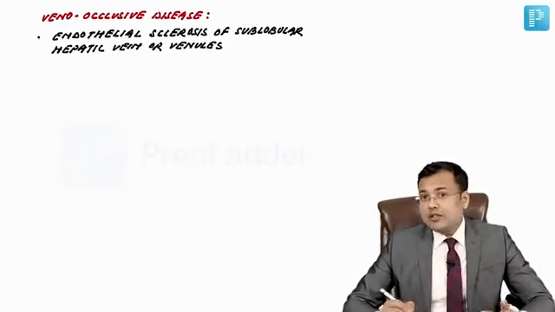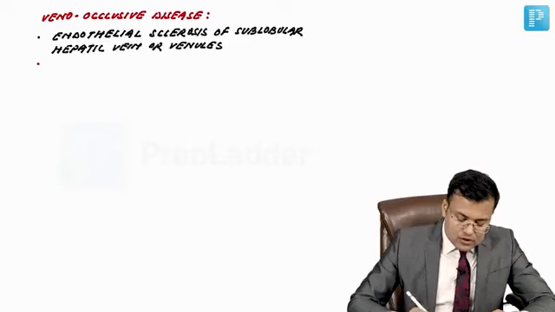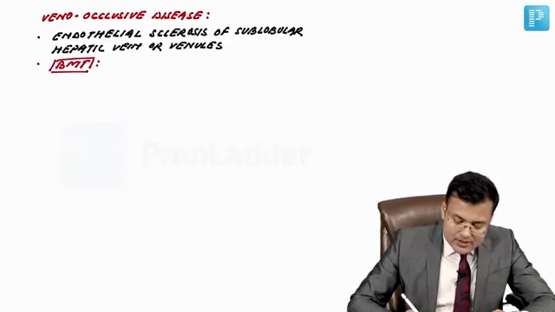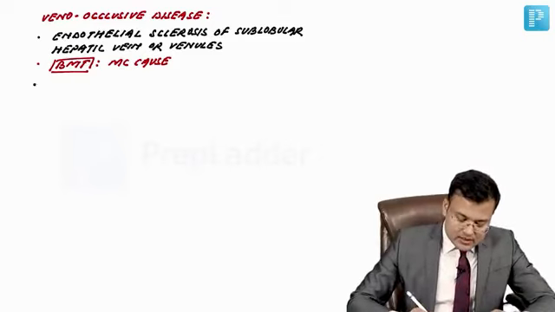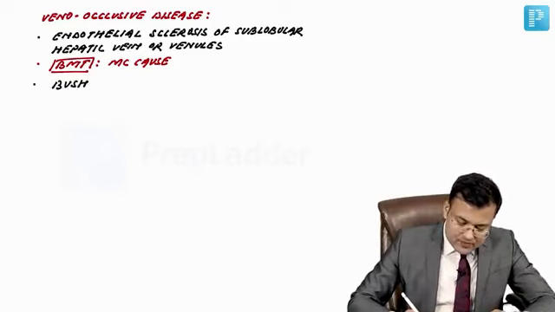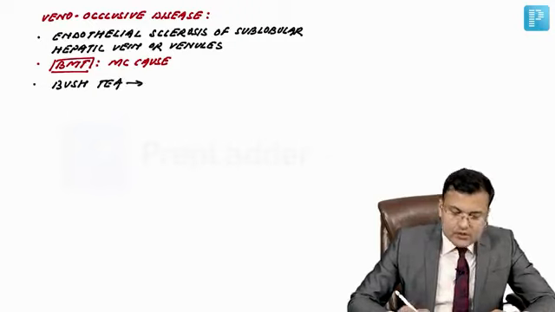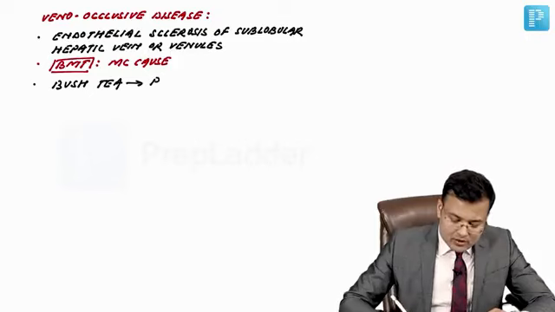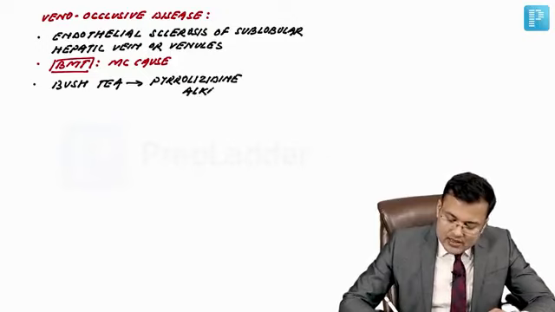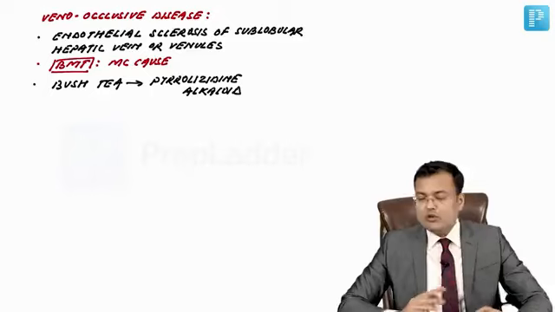What is the most common cause in Western countries? The most common cause in Western countries is bone marrow transplantation. Another cause is consumption of bush tea. And in the bush tea, there is one alkaloid. Which alkaloid? Pyrrolizidine. This pyrrolizidine alkaloid increases the risk of veno-occlusive disease.